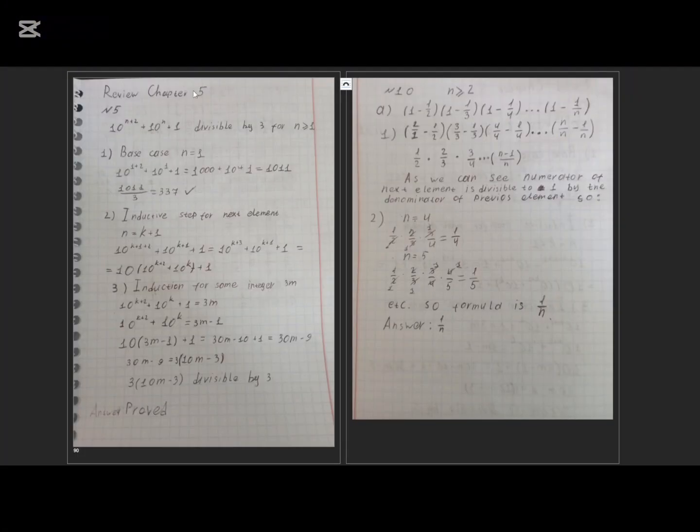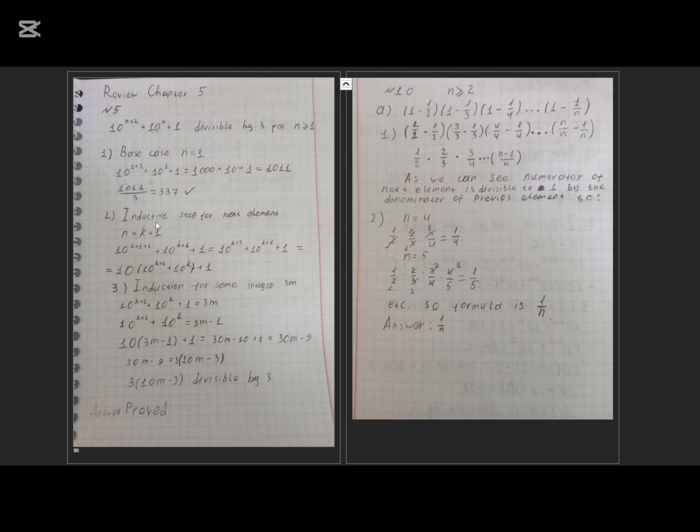In review chapter 5, number 5, we need to prove that this expression is divisible by 3 for all n greater than or equal to 1. At first, we need to check the base case. The base case is n equal to 1 by the condition. We substitute 1 into the equation, then we get 1011. Is this divisible by 3? Yes, it is, so we can make step number 2.